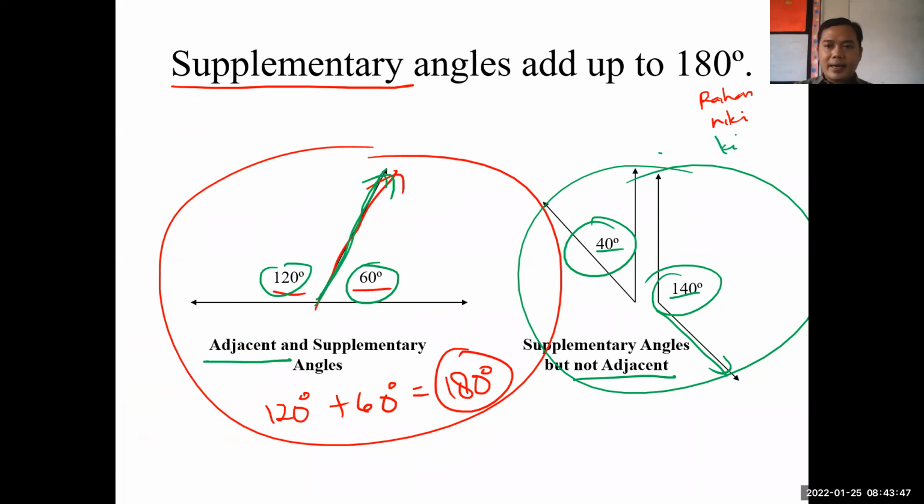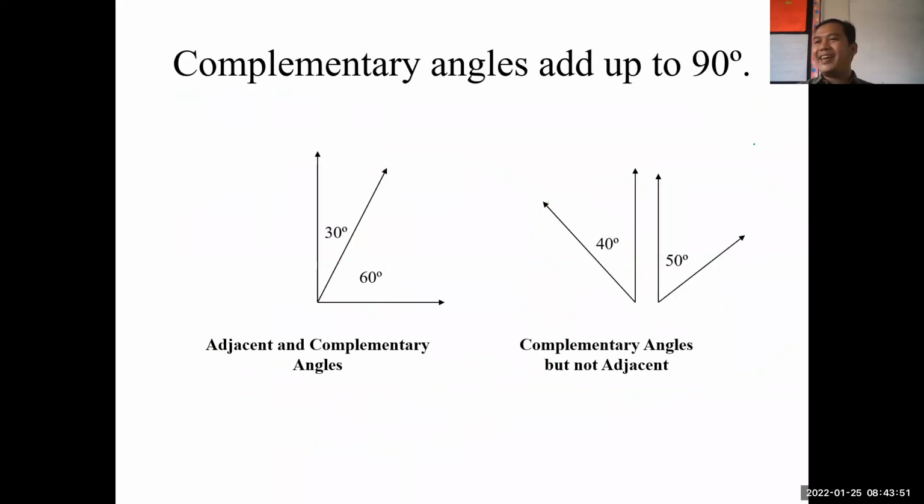Okay, next slide. Nah, kalau tadi supplementary, sekarang complementary ya. Saya tahu kalian tahunya complement itu adalah pujian, yes. Betul, complement juga. Tapi ini bukan itu ya. Complementary means the word dari kata complete sebenarnya ya. Complementary angles add up to 90 degrees ya.